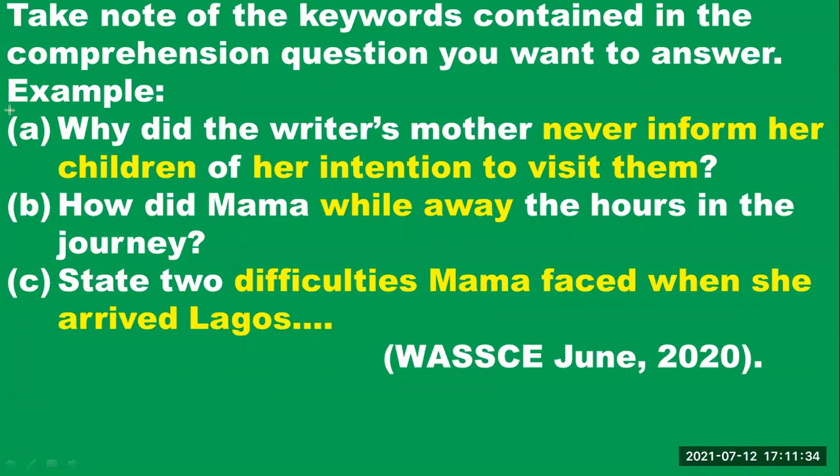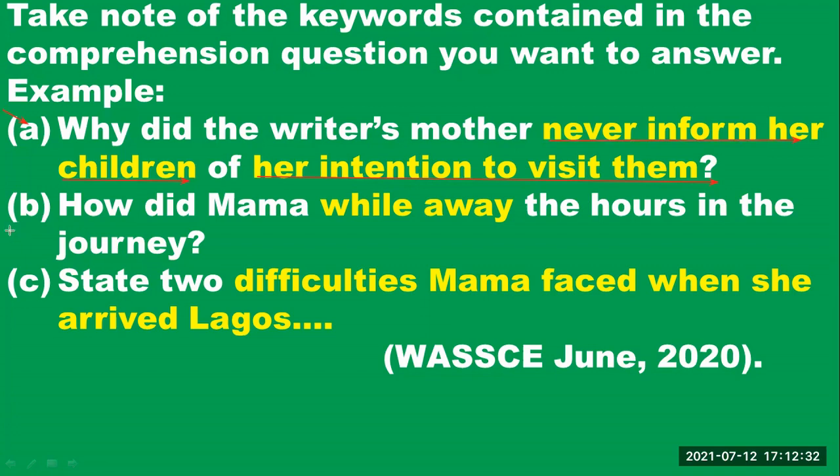If you are tackling question A, then you need to take note of the key words. Why did the writer's mother never inform her children? So never inform her children is part of the key words you need to take note of. Now, her intention to visit them is also part of the key. So we can just take it as a single expression. Never inform her children of her intention to visit them. This is the key idea, the key expression you will have in mind, and this is what you are going to look for when you read the passage.